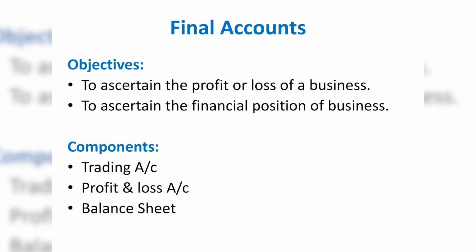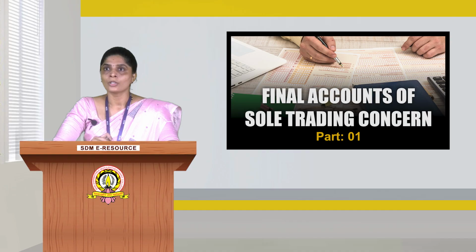Along with that, another important objective is to ascertain the financial position of the business. Financial position is nothing but the value of the assets and liabilities as on the closing date of the business. The final accounts are mainly prepared in three important stages, or we can also say three important steps. The first one is the trading account, the second one is the profit and loss account, and the third one is the balance sheet.